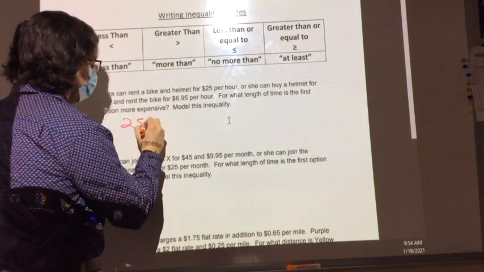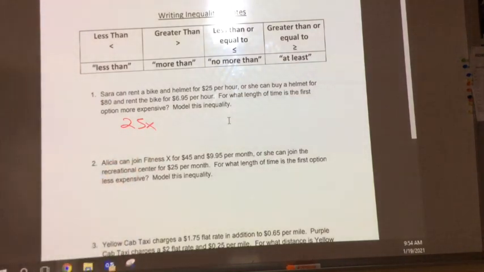Can somebody else tell me why are we putting an x attached to that 25? Why, Isaac? Because it says per hour. Per hour. Do we know how many hours that is? Yeah. Can it be 1? Yes. Can it be 5? Yes. Can it be a billion? Yes. Okay, I got a second equation.